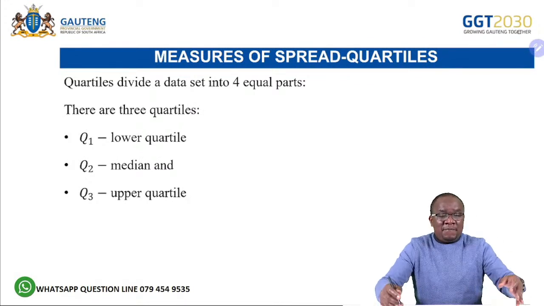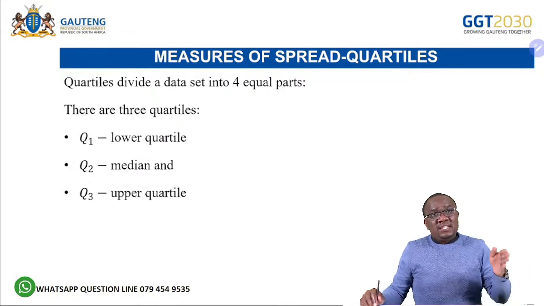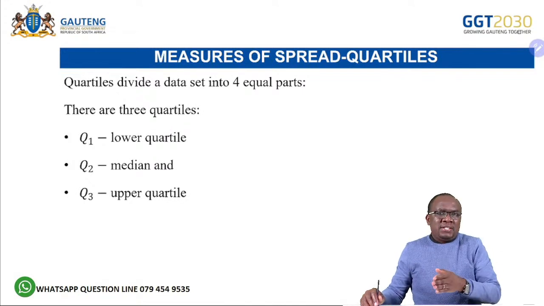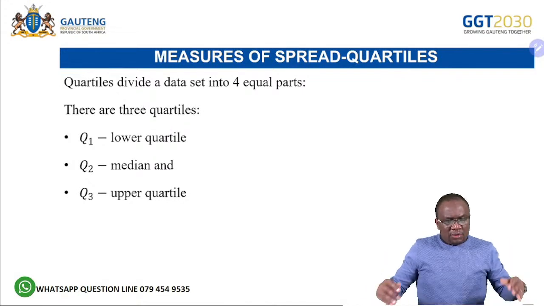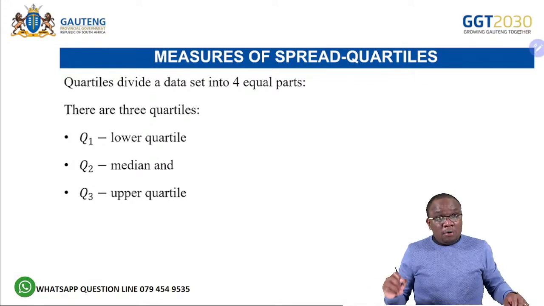Quartiles, the name itself. When I say quarter, what does that mean? A quarter means dividing the data set into what? 4 equal parts. There are 4 parts in the whole item. So quartiles divide a data set into 4 equal parts. There are 3 quartiles.